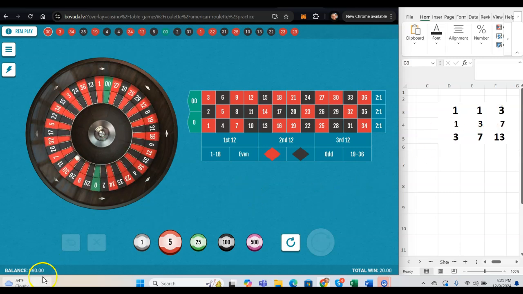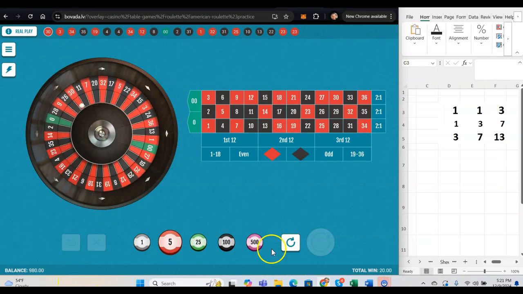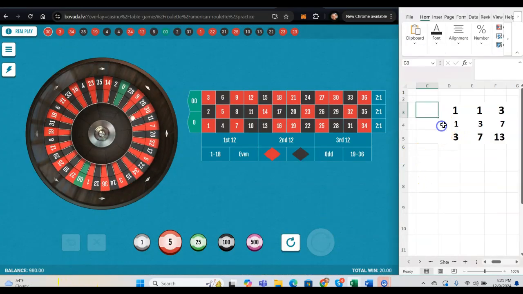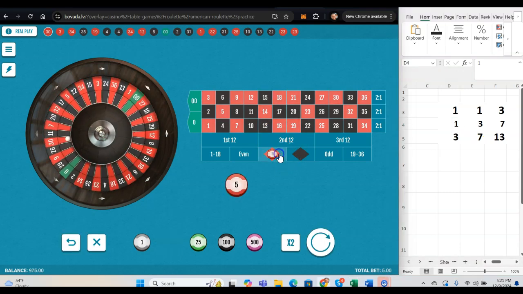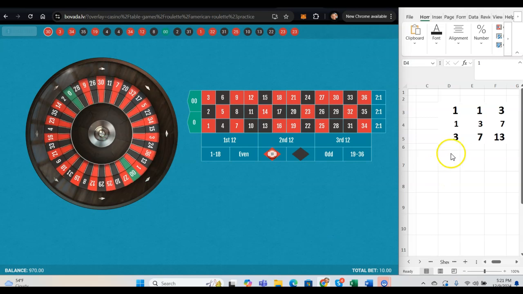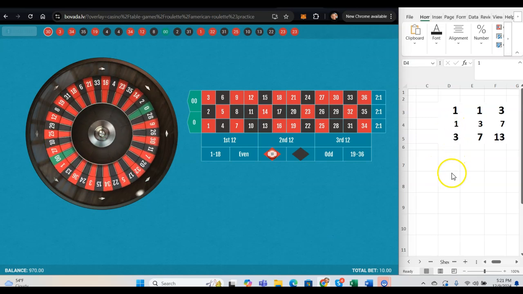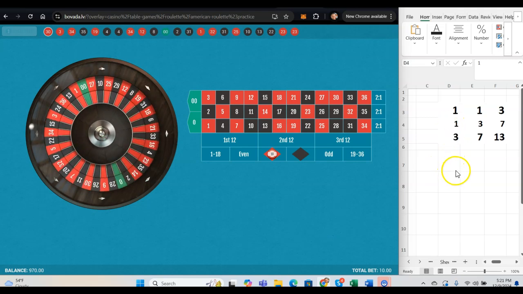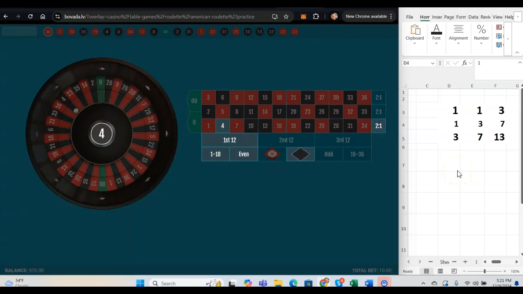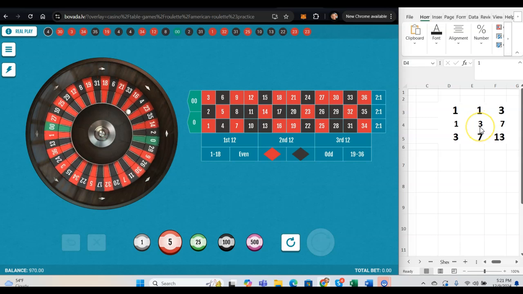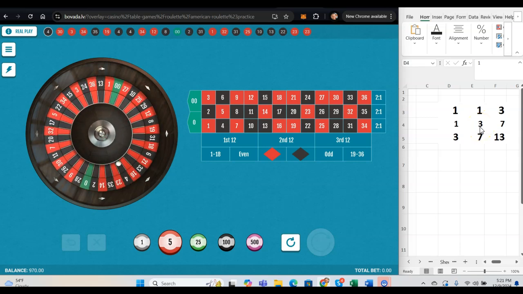Where are we at? We're down $20 now. We're going to stay at this level. We'll stay at stage 2. See if we can win a few in a row. And we didn't. So now we go to bet number 2 in stage 2, which is a 3-unit bet.